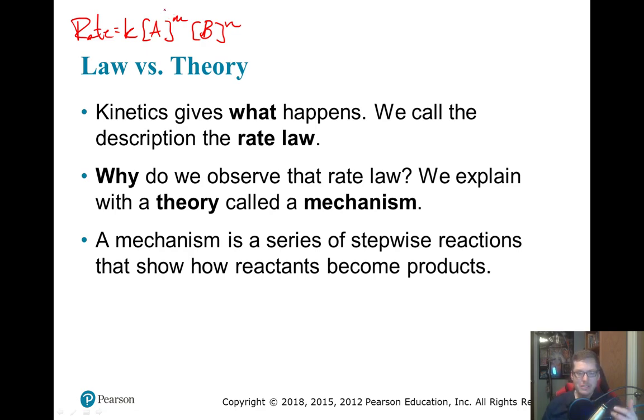And we call this a rate law because laws in science are things that allow us to predict what's going to happen. Our rate law allows us to predict the rate based off of temperature, which is taken into account with our k value, and based on concentration, there's your A and your B concentrations.